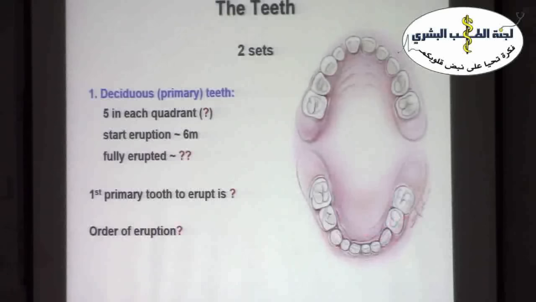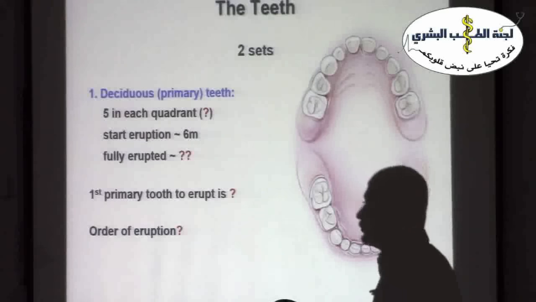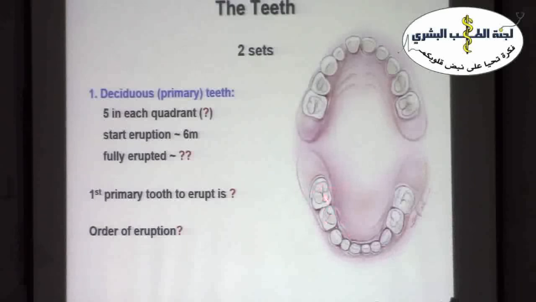Why? Because it has the largest root. So until its root is completely formed, it will take longer time to erupt than the first molar. Its root is larger than the roots of the molars. So central, lateral, first molar, canine, second molar. The second molar usually erupts at the age of 2 years, okay, during childhood.